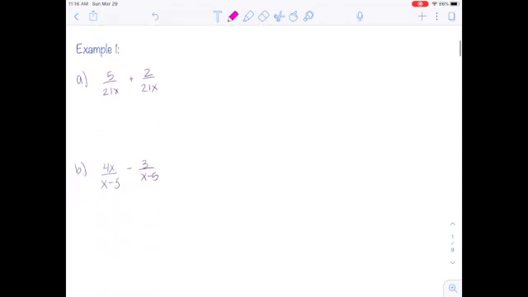In our first few examples, we'll just go right into it. We've got denominators that are both 21x, so you just add across your numerators. So 5 plus 2 gives you 7 divided by 21x, and that will simplify to be 1 over 3x. And that's just as long as x does not equal 0, or your fraction would have a 0 in the denominator.